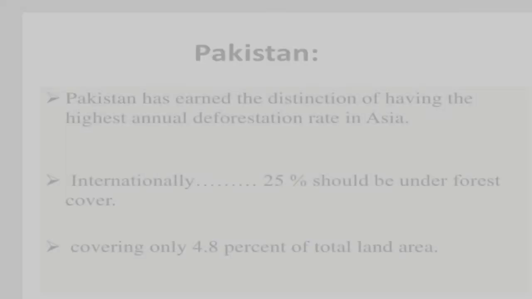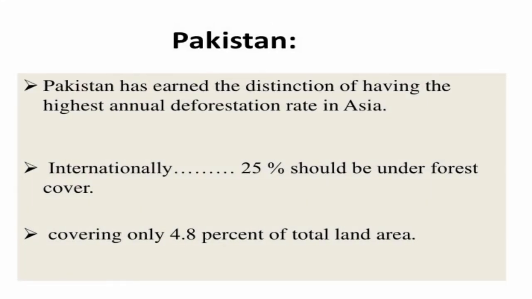Yes. Okay, let's discuss Pakistan. Well, guys, trees control the amount of water in the atmosphere. Thus, areas that have been cleared of trees can't hold moisture in the atmosphere. It leads to a dry climate. Well, Pakistan has earned the distinction of having the highest annual deforestation rate in Asia. Can you understand the meaning of this line? Let me explain. It is something shameful for me and you as well.